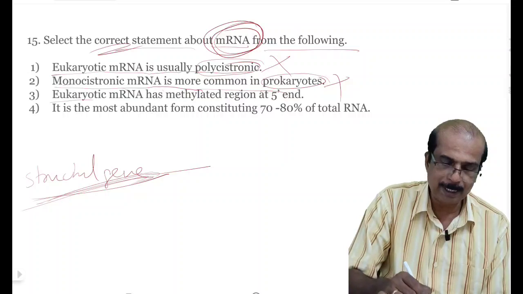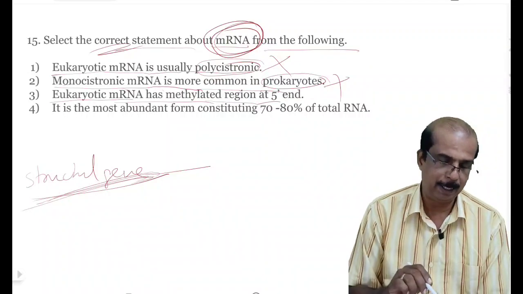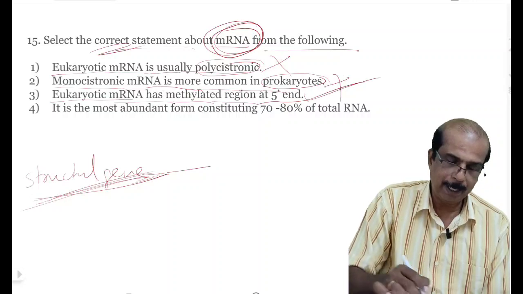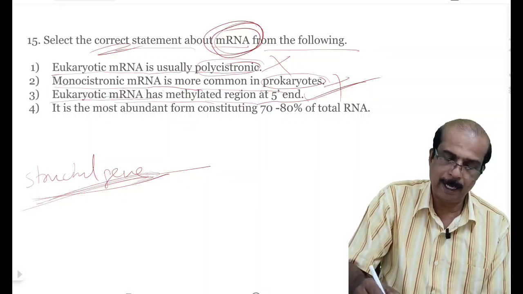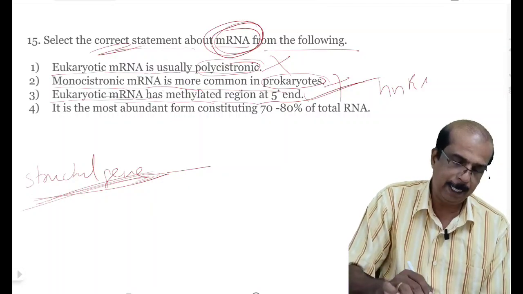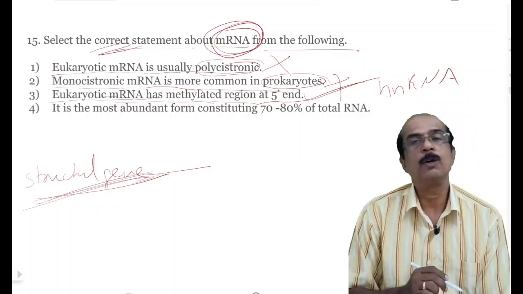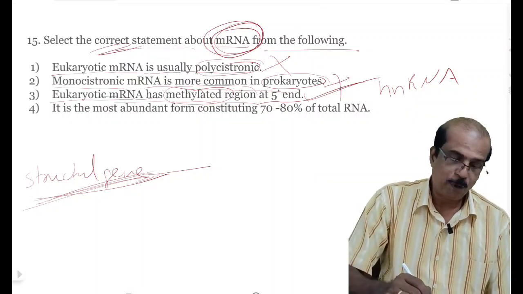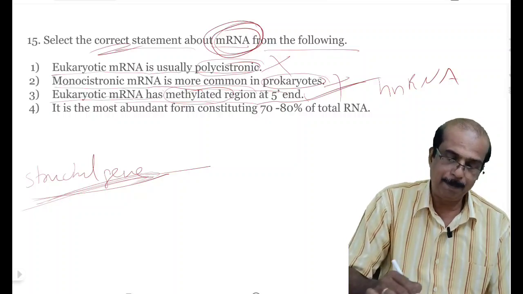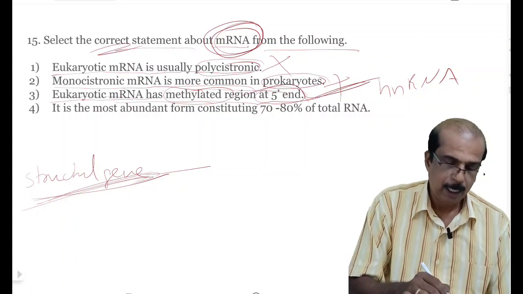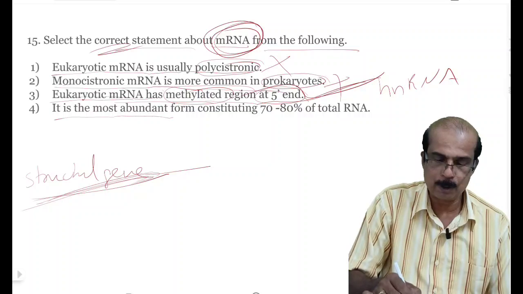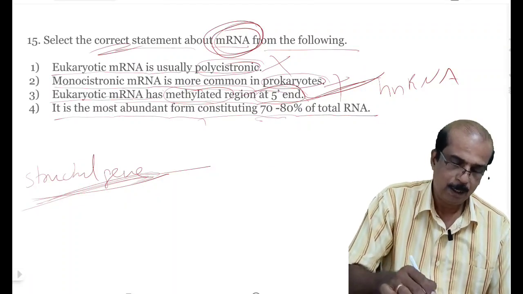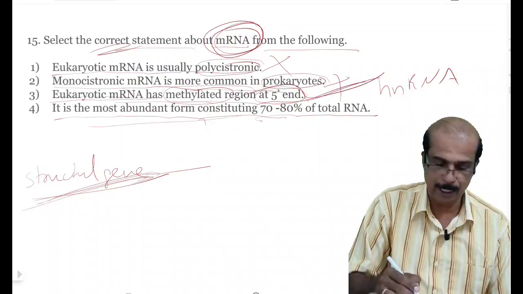Eukaryotic mRNA has methylated region at 5' end. That is correct one. Eukaryotic mRNA means hnRNA. In eukaryotic hnRNA, methylated guanosine forms the head region at 5' end, and the statement is correct. It is the most abundant form constituting 70 to 80% of total RNA. mRNA is not the most abundant form of RNA.